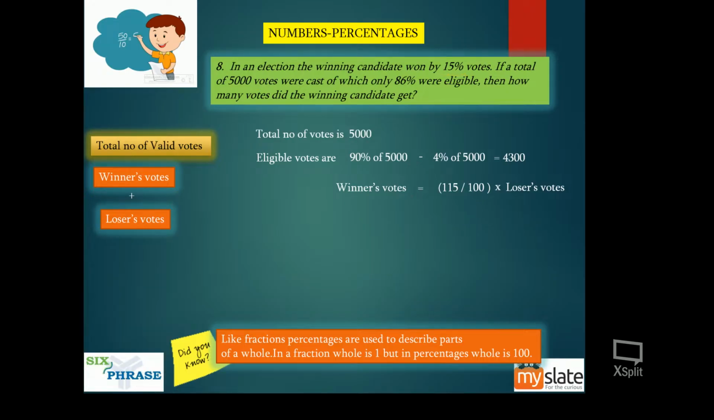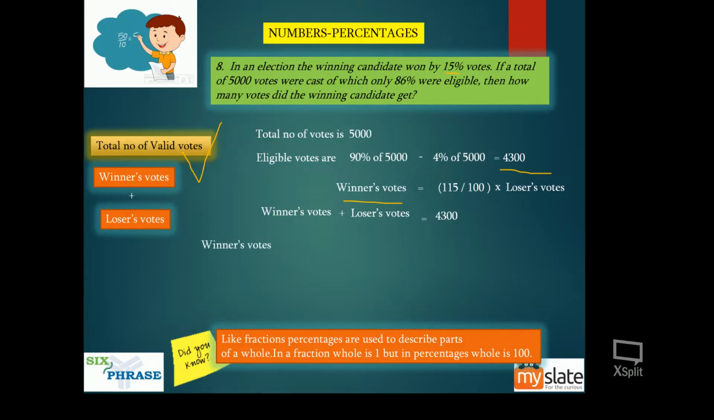Winners vote will be equal to nothing but losers votes increased 15 percentage. You increase 40 by 50 percentage, you will get the winner's votes. So similarly, you increase losers vote by 15 percentage here, which is 115 by 100, you will get winner's votes. So winners votes plus losers votes is equal to 4,300. You know this, guys. 4,300 is the total number of qualified valid votes.